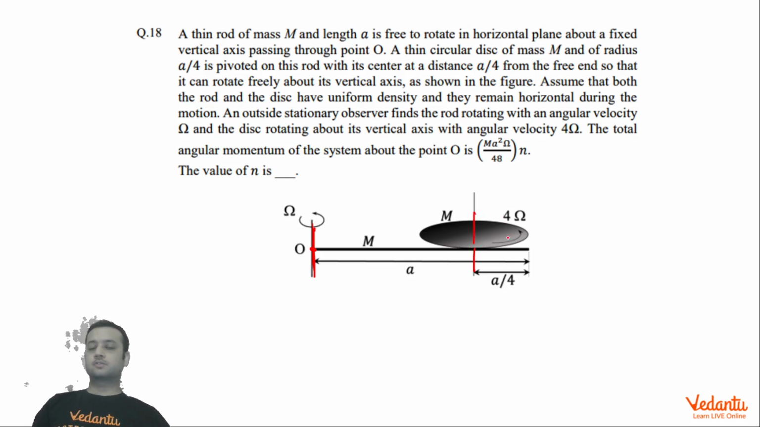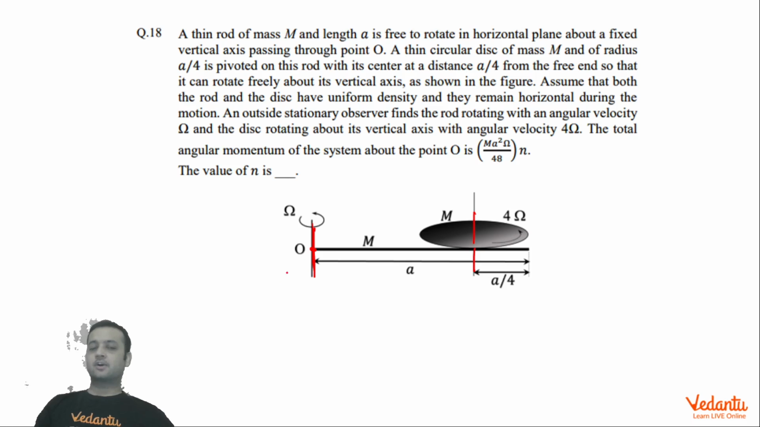Now those students who thought of this as a rigid body would have written simply I omega and would have gotten this question wrong. But this disk is not rigidly attached to the rod. In fact, this disk is rotating at 4 omega about this axis. Okay, so let's write the angular momentum.